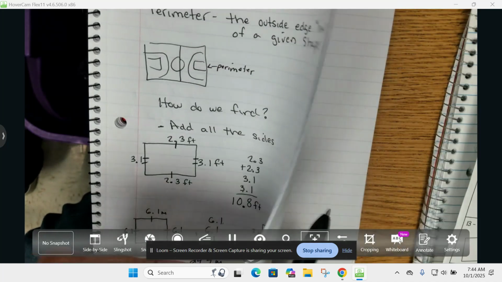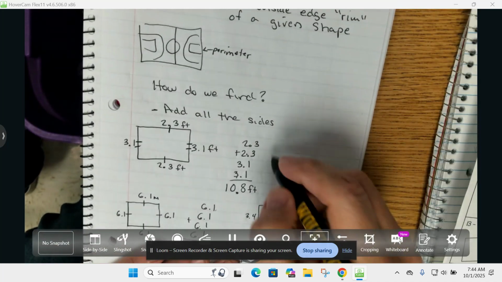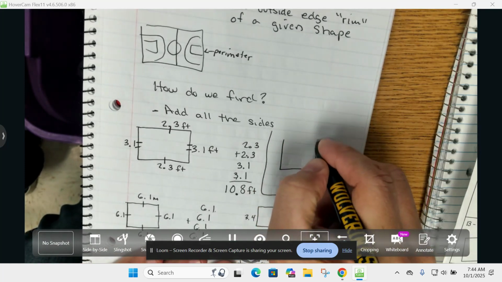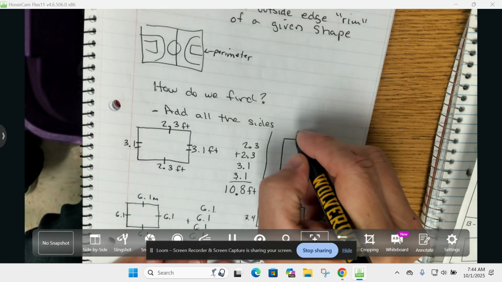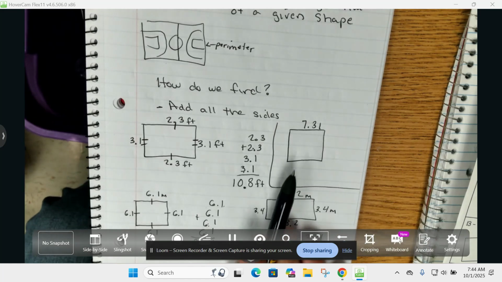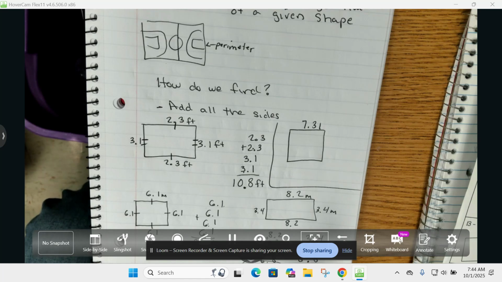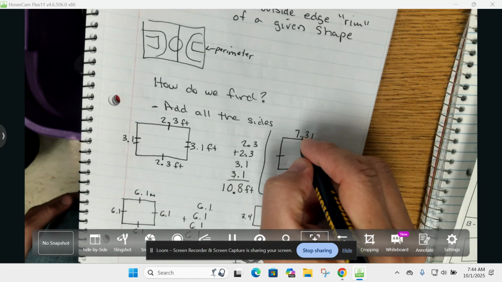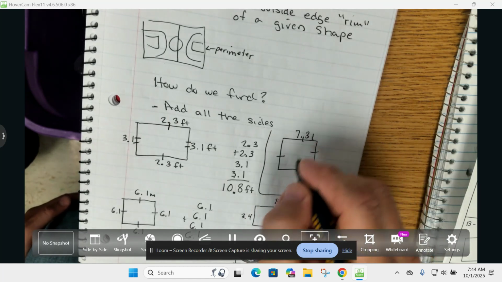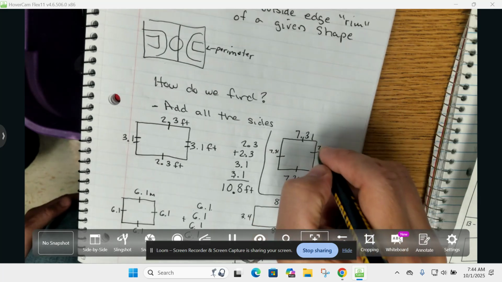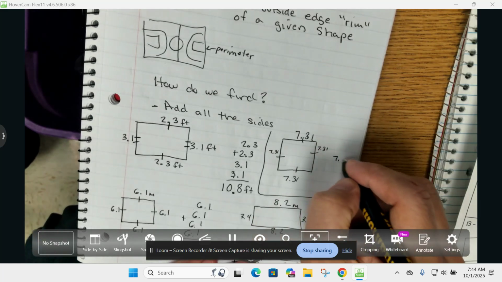Okay, so let's do one more problem together, and I'm going to put mine up here so I don't waste paper. I'm going to make mine a square, and I'm going to say this is 7.31. If that's 7.31, what do I know about everybody else? Because it's a square, squares have all the same sides. I know this one's the same, this one, and this one. So if I know this is 7.31, I know they're all 7.31. So I'm just going to put them all like that, and then I'm going to add it.